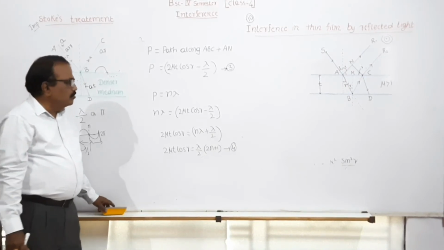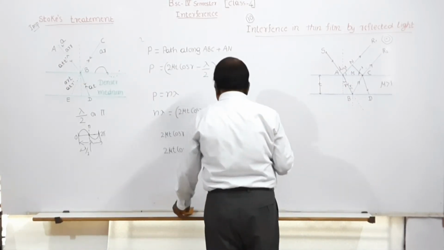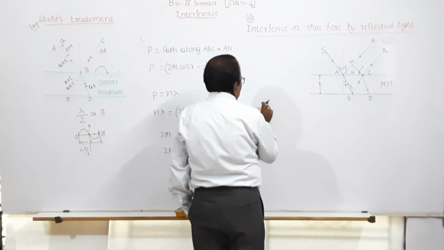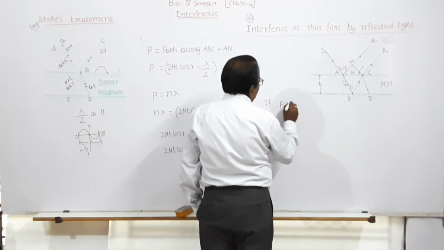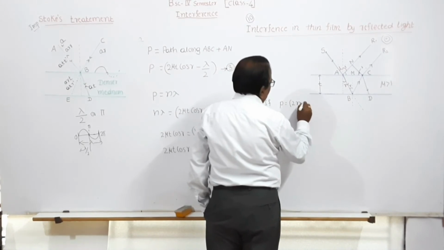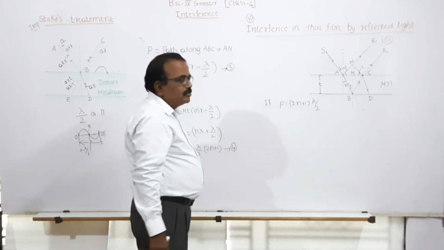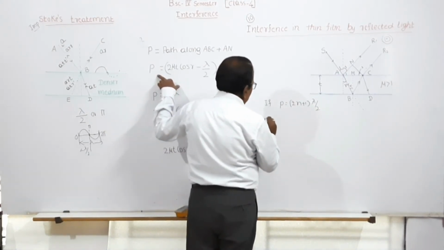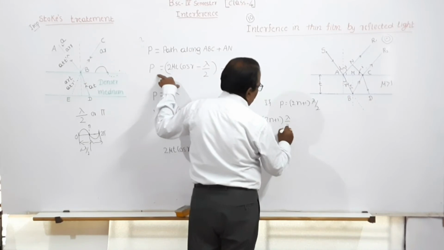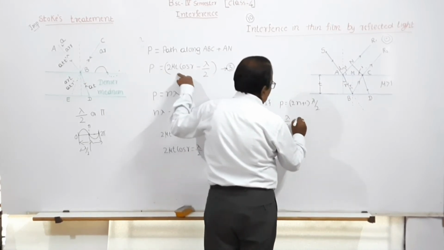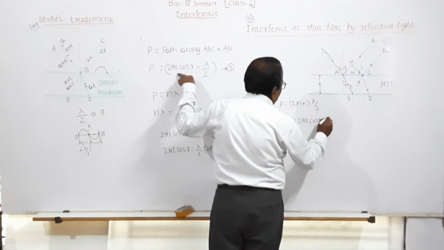Then what is destructive interference? If this equation 3 is equal to 2n plus 1 lambda by 2, that means for destructive interference, if p is equal to 2n plus 1, an odd integer, times lambda by 2, then this becomes 2n plus 1 lambda by 2 is equal to 2 mu t cos r minus lambda by 2.